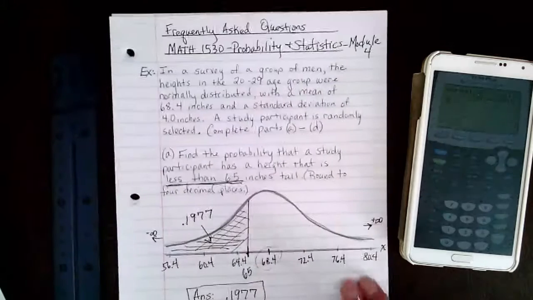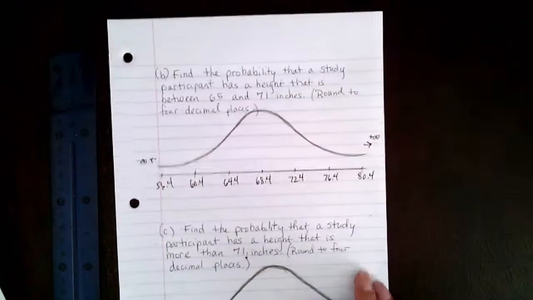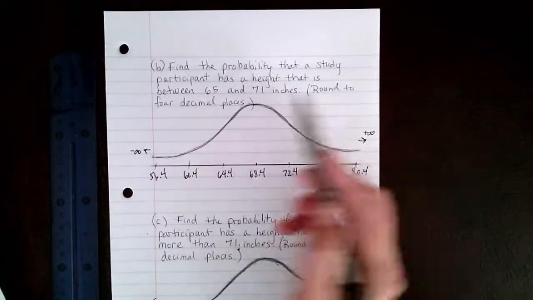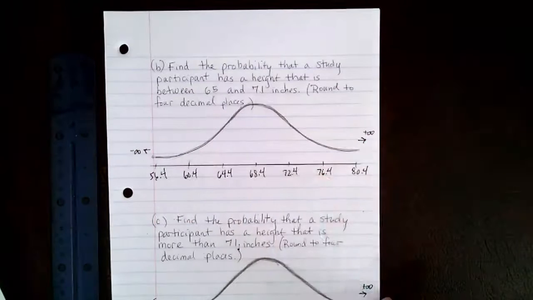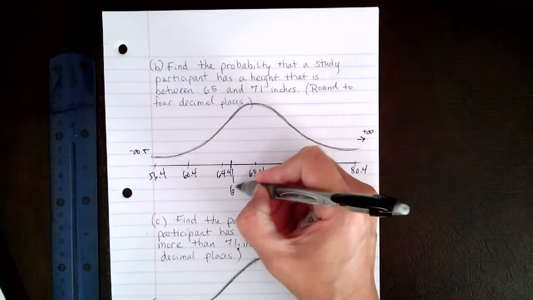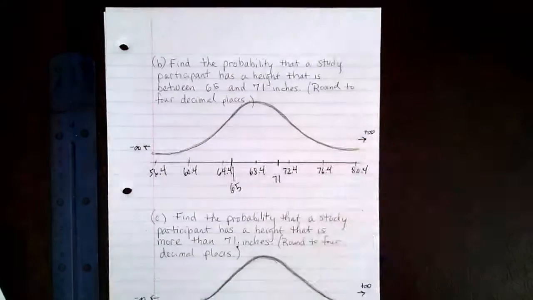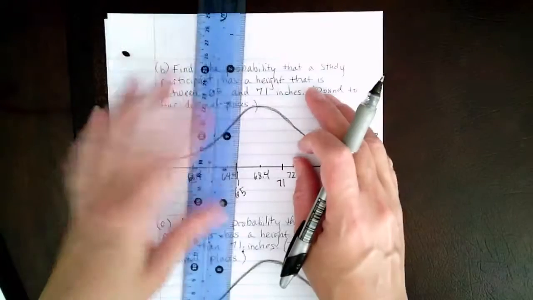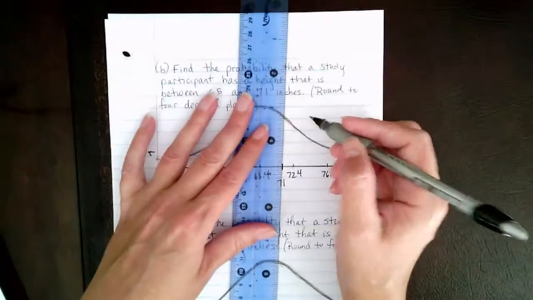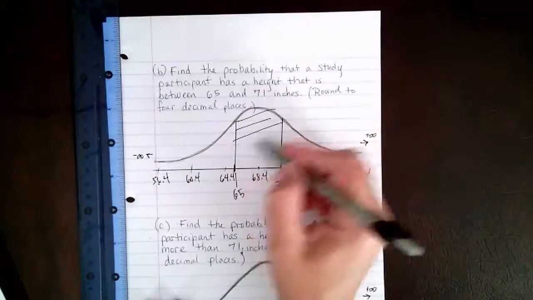Okay, let's look at the next part of this question. In this part, we're asked to find the probability that a study participant has a height that is between 65 and 71. So let's look for 65 on this picture. I'm just going to label it. And 71, let's say it's right about here. And the area between these two values represents the probability. So I'm going to shade this area. This is the area that I want.